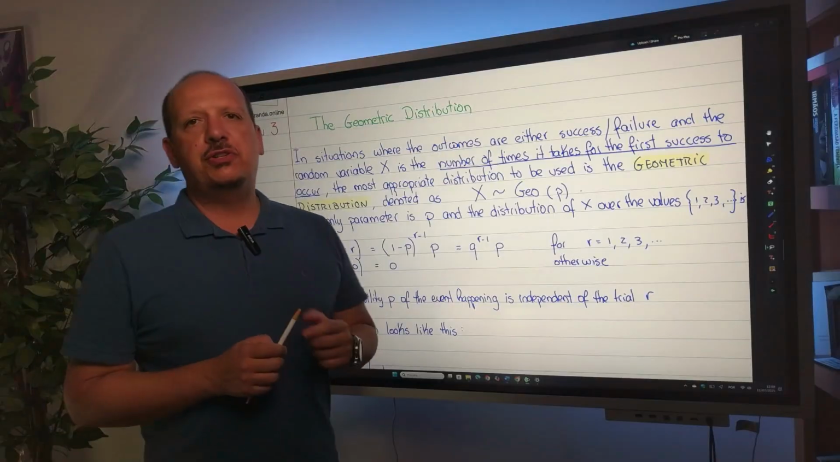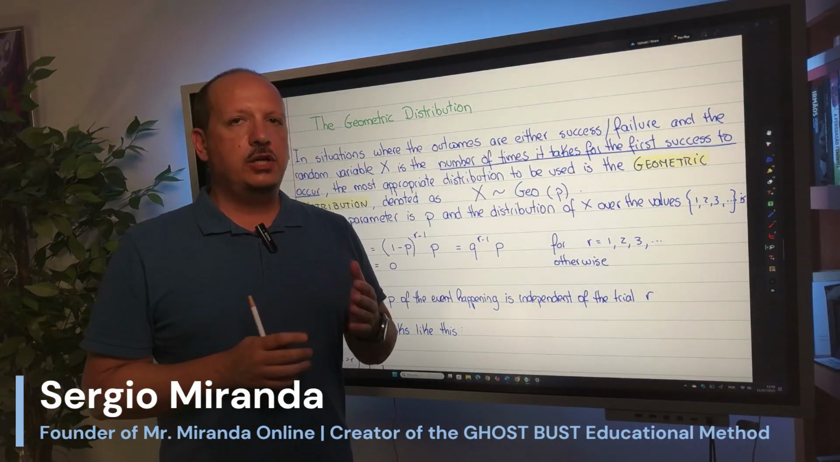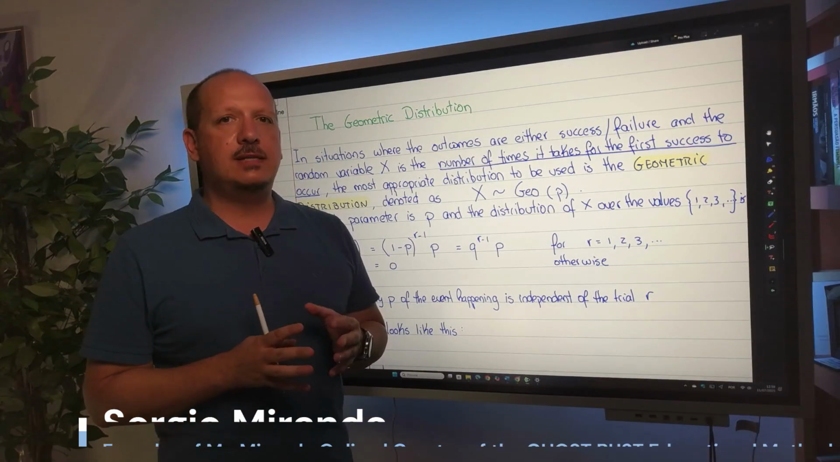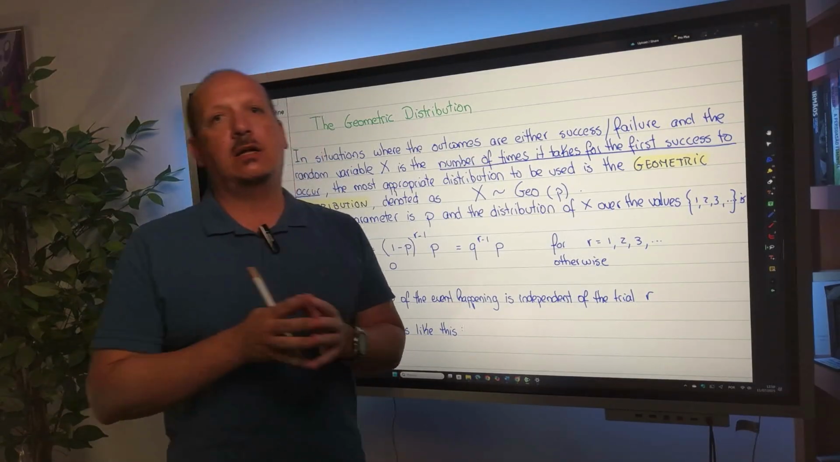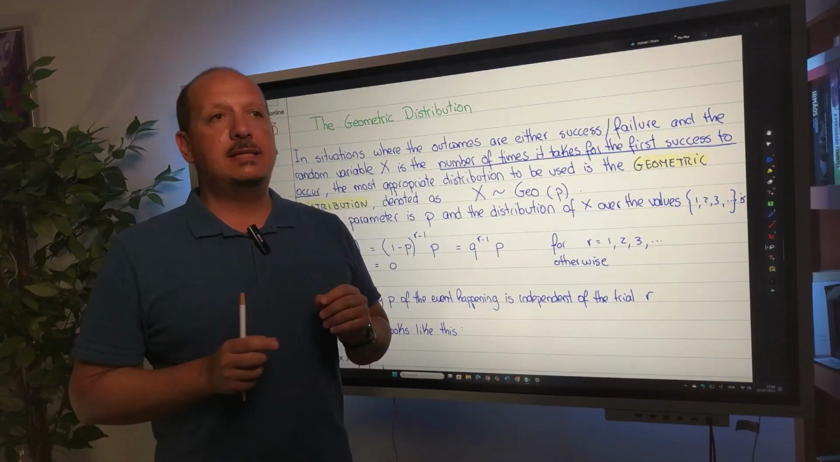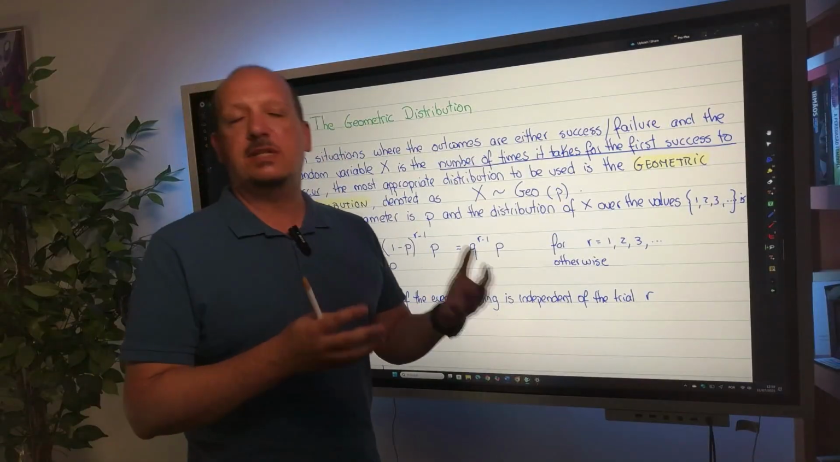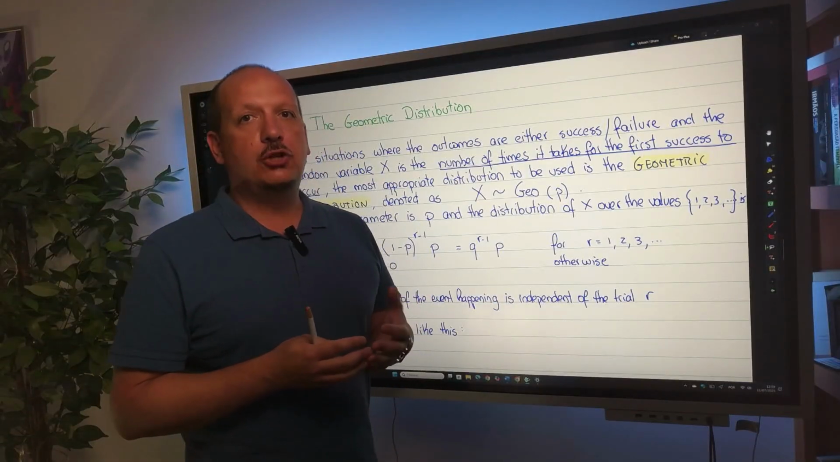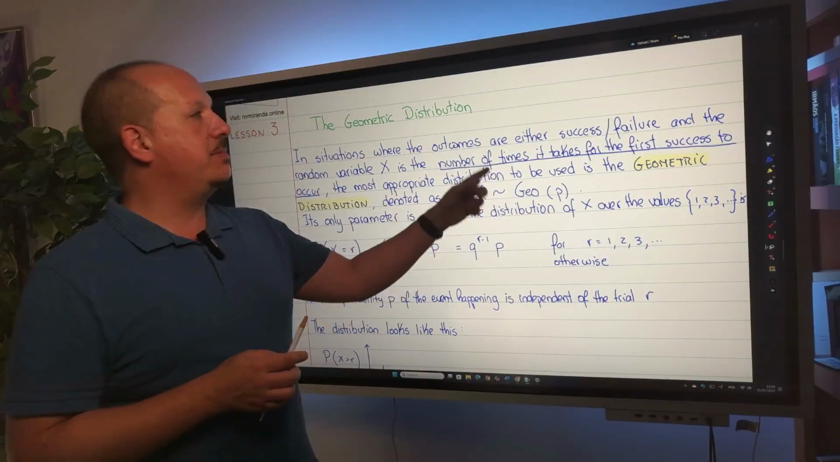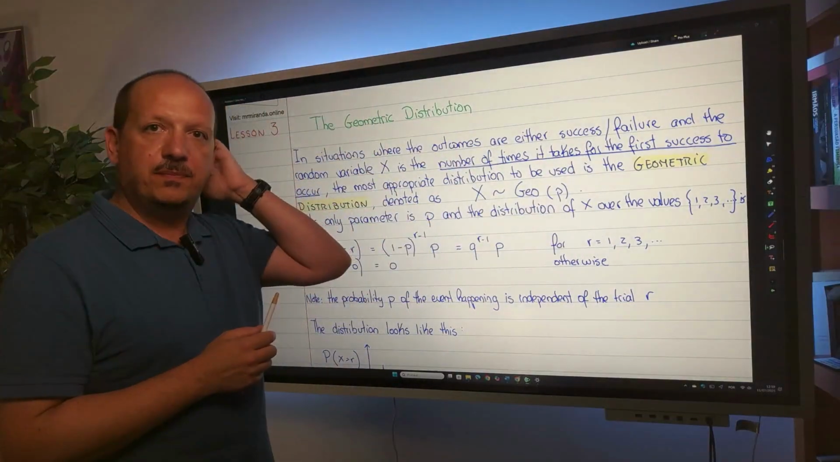The geometric distribution stems from the binomial distribution. You will still have an event that either happens or doesn't happen. You will have a P or a Q, but the random variable X is no longer going to be the number of times in which the event happens. It will be instead the number of times it takes for the first success to take place.